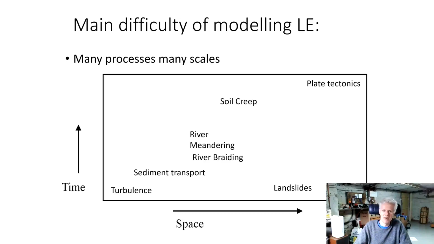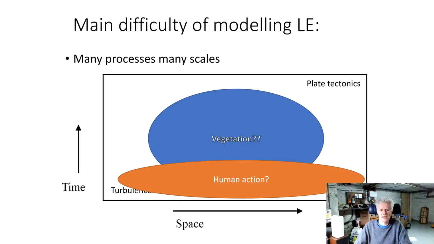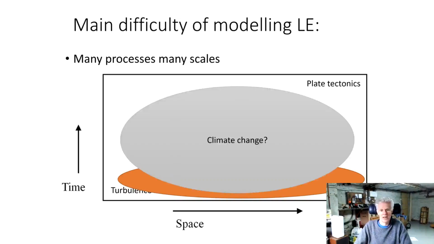Sediment transport, river meandering. And over the top of all of this, we have how do things such as vegetation affect this? How does human action affect all this? And of course, how will changing climate affect all of these processes and how rapidly they act? So these are just some of the challenges we have in modelling landscape evolution.